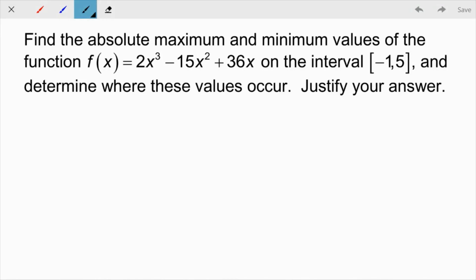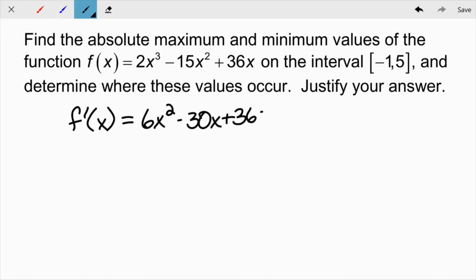So what I'm going to do, I know this is a continuous function. I know I'm dealing with a closed interval. I'm going to start by finding my critical points. So I'm going to take my derivative. It's 6x squared minus 30x plus 36. And I'm going to set that equal to 0. That's going to give me the values. And I'm not going to go through all of this algebraically, but if you factored it and solved it out, you would get x is equal to 2 and 3 as your critical points. So we have 2 critical points.